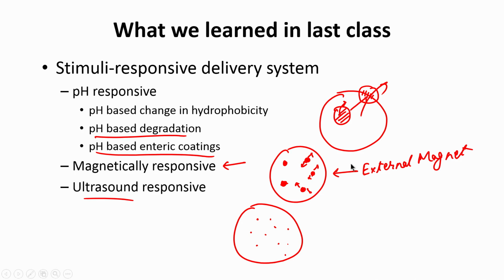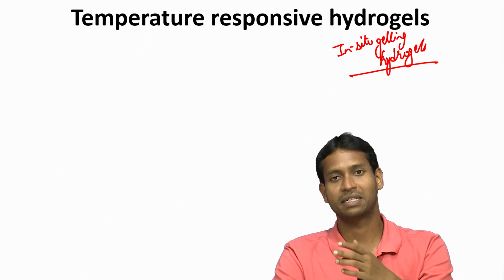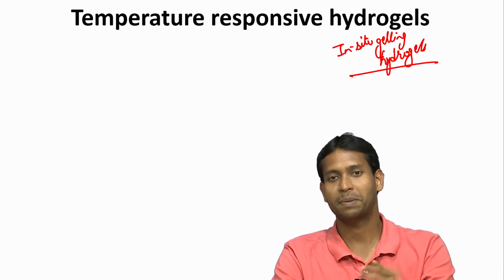In today's class we will talk about temperature responsive hydrogels. Again, some of this we have discussed, that maybe the polymerization gets triggered at a certain temperature, and we have talked about it in the context of in situ gelling hydrogels. What were these? These were nothing but polymers that will form a gel above a certain temperature, because maybe a chemical reaction starts at a certain temperature, or maybe the reaction happens at a much higher pace at a higher temperature.